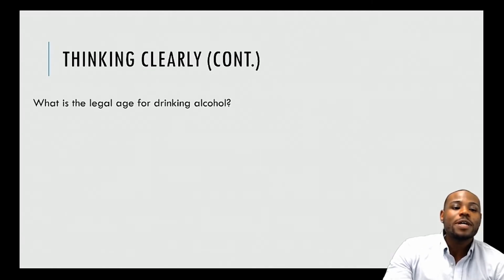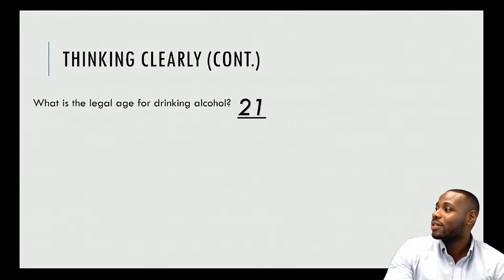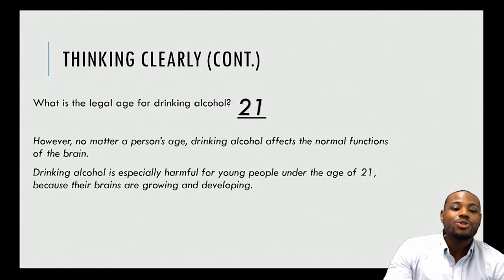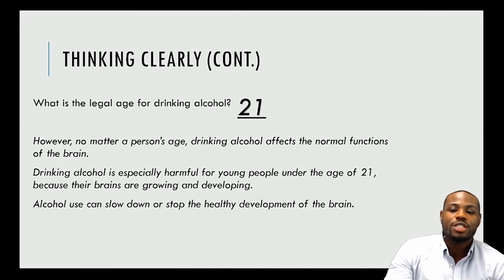So what is the legal age for drinking alcohol? Does anyone know? Shout out some numbers. 21. The legal age of drinking alcohol is 21. However, no matter a person's age, drinking alcohol affects the normal functions of the brain. Drinking alcohol is especially harmful for young people under the age of 21 because their brains are growing and developing. So alcohol use is just not healthy, you guys, especially for your brain.